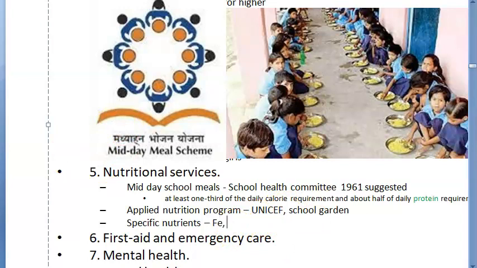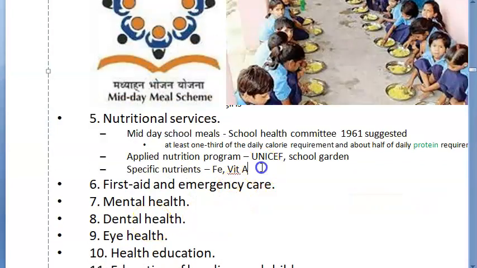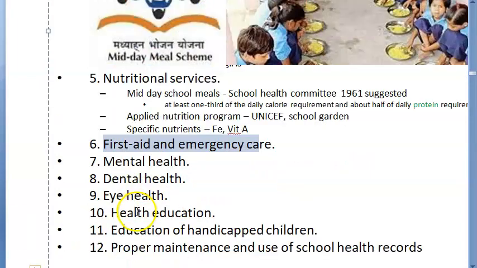Iron, then what else did I say? Vitamin A. So, vitamin A, iron. What will vitamin A deficiency cause? If you don't have vitamin A, if it is less in the body, it will cause night blindness. Now, let's go to first aid and emergency care.